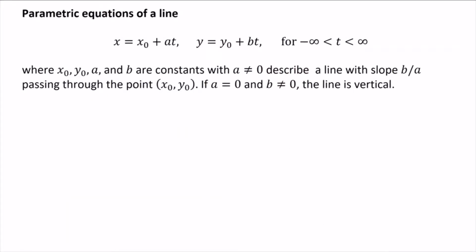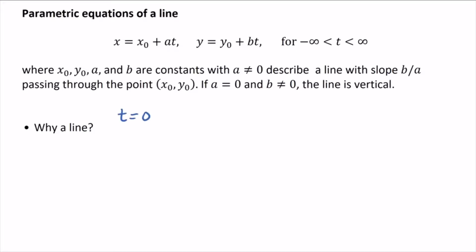Next, we will consider the parametric equations of a line, namely x equals x naught plus at and y equals y naught plus bt for negative infinity less than t less than infinity. This is where x naught, y naught, a, and b are constants with a not equal to 0. In this case, our parametric equations will describe a line with slope b over a passing through the point (x naught, y naught). In the case a equals 0 and b is not equal to 0, then the line is vertical. So why do these parametric equations give us a line?